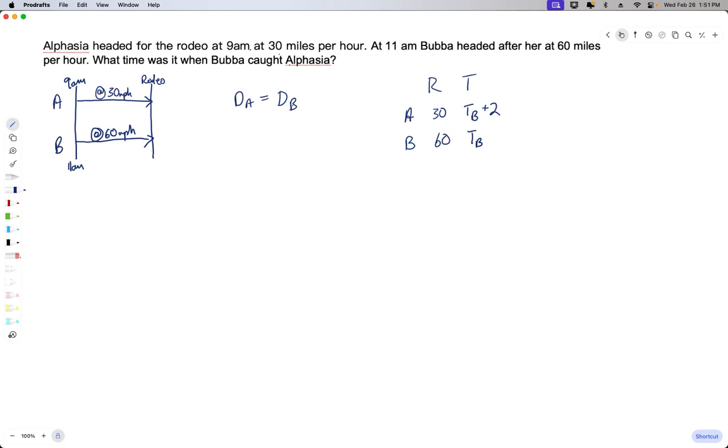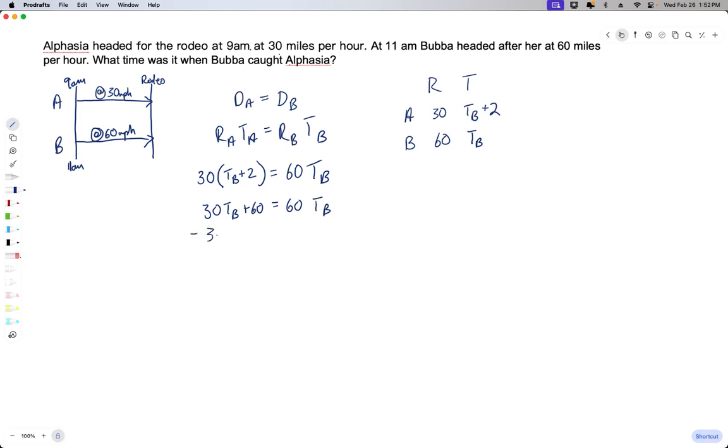Okay, so this is our table. This is what we're going to solve with. So I'm going to put the rate of Alphasia times the time of Alphasia is equal to the rate of Bubba times the time of Bubba. The rate of Alphasia is 30, and the time of Alphasia is Bubba's time plus 2. Then we have the rate of Bubba, which is 60, but we don't know the time of Bubba. But we can solve now. So we have 30 times the time of Bubba plus 60 is equal to 60 times the time of Bubba.